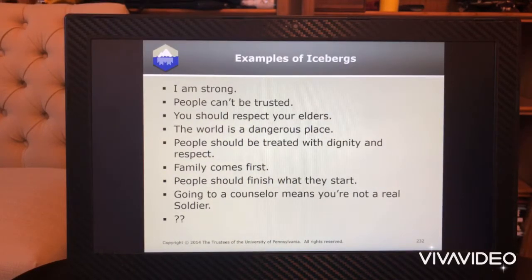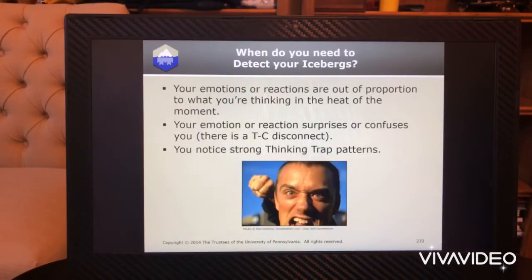Knowing and understanding your icebergs and being able to use this skill to detect them can definitely help you control your emotions and reactions when you run into scenarios that may be triggering an iceberg that's not 100% in your awareness. Some examples of when you might need to detect an iceberg: your emotions or reactions are out of proportion to what you're thinking in the heat of the moment; your emotion or reaction surprises or confuses you; there's a TC disconnect, which we'll talk about in a second; and you notice strong thinking trap patterns.